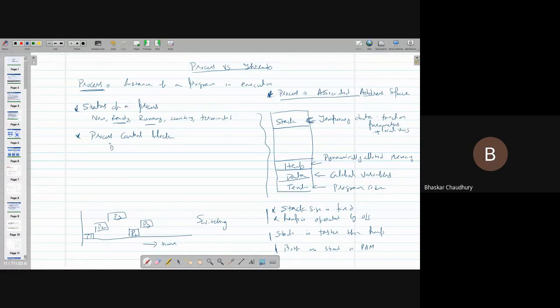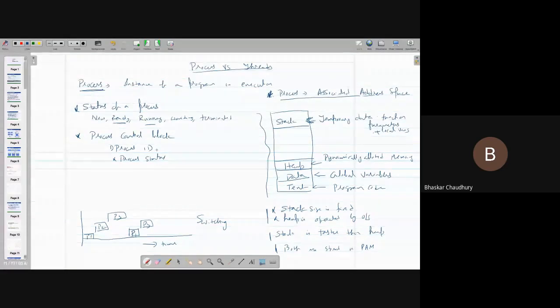The most important one? PID. Yes, the process ID. Each process has a unique ID. Very, very important point, because we are gradually going to get into thread IDs also. Then there is the process status, which is here. And then there are other things: the CPU registers, open files, memory, all those things. So this overall picture is clear to all of you about a process?